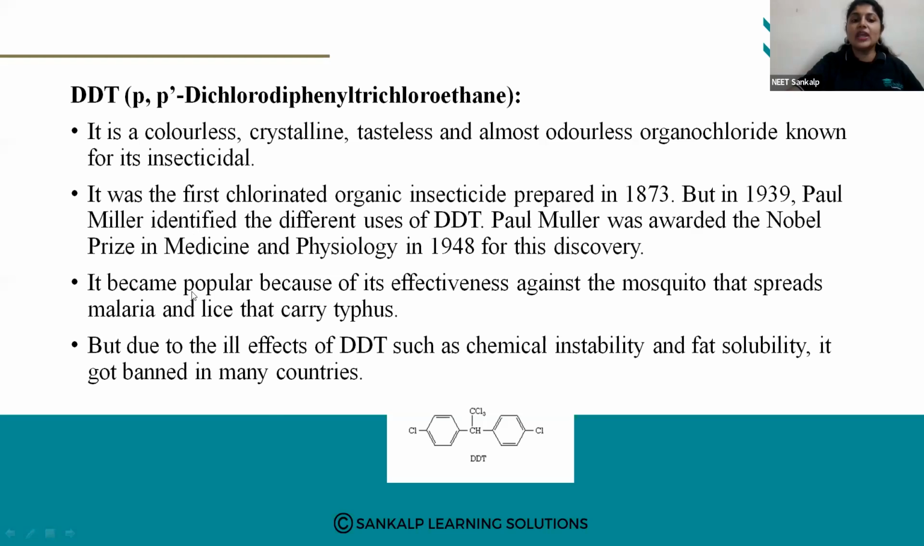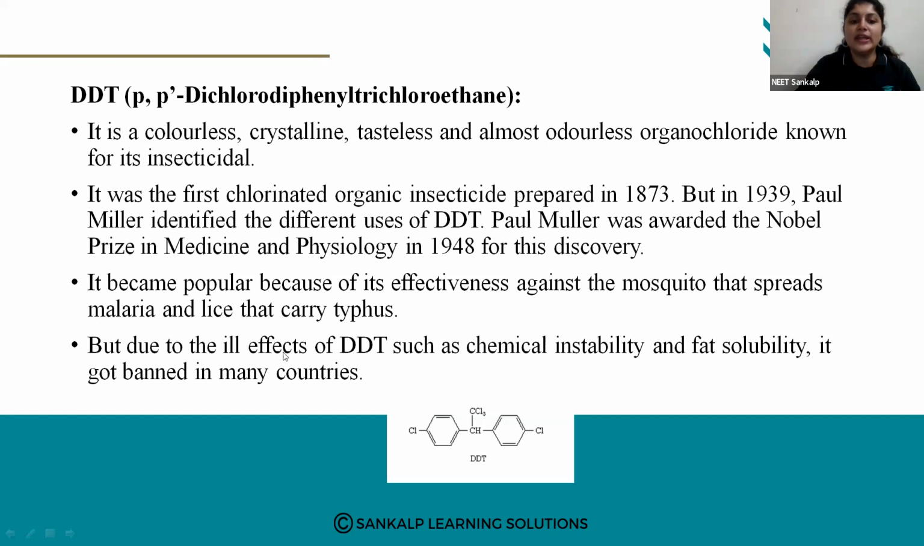It became popular because of its effectiveness against the mosquito that spreads malaria and lice that carry typhus. DDT is mostly sprayed during the rainy season, because in the rainy season there will be more mosquitoes, and they may cause dengue and malaria. So people spray DDT. It is used as an insecticide.